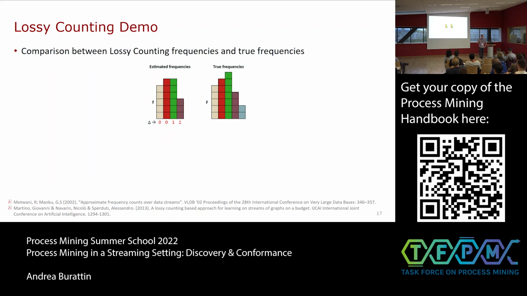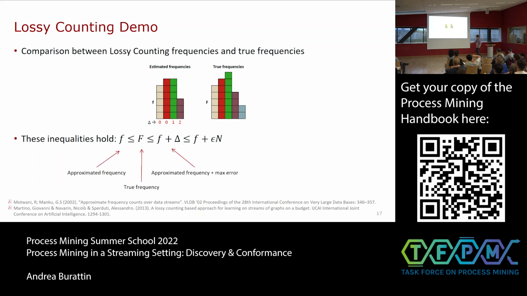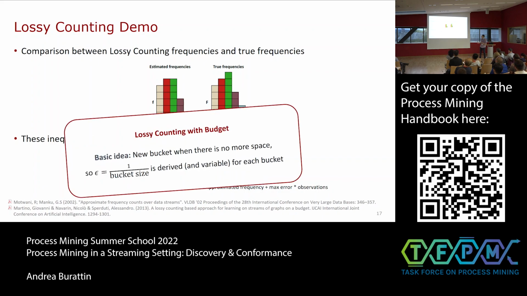This algorithm is quite nice because there are a bunch of properties that are proved for it. In particular, that the true frequency is bounded by the approximated frequency and the approximated frequency plus the error. And these frequencies are also bounded by these other elements. So it's a well-studied algorithm in the streaming mining community, and there are many versions of it. For example, there is a version of lossy counting with budget, so with a fixed memory as well.